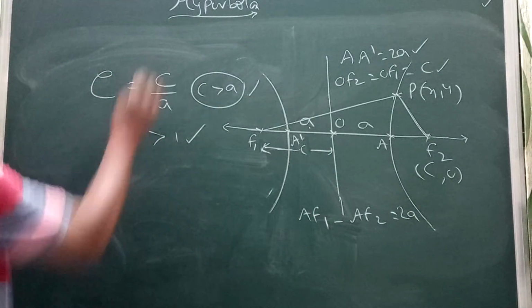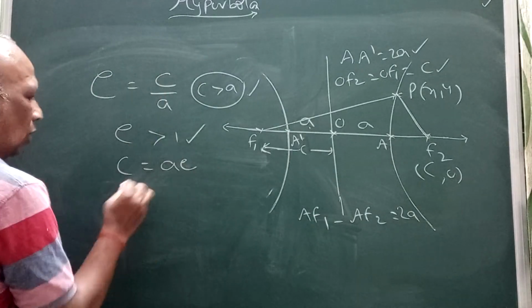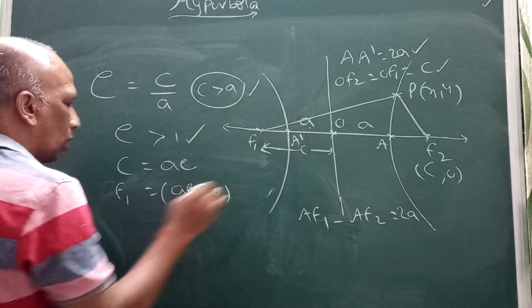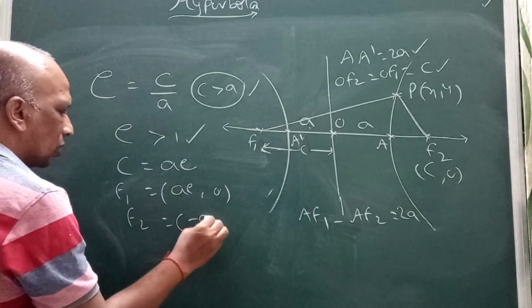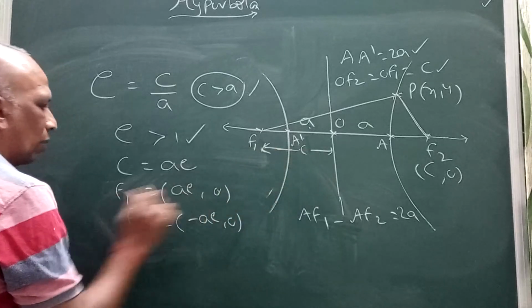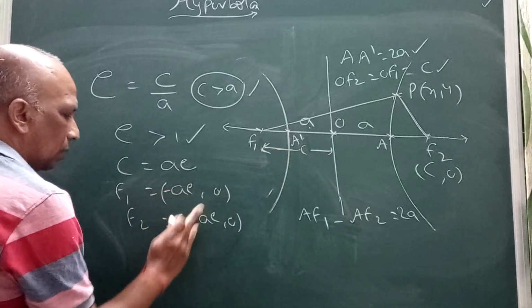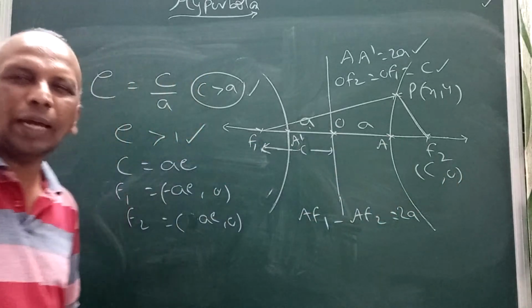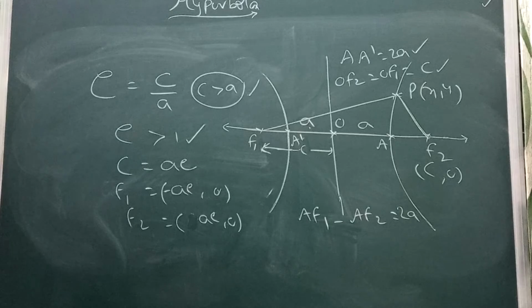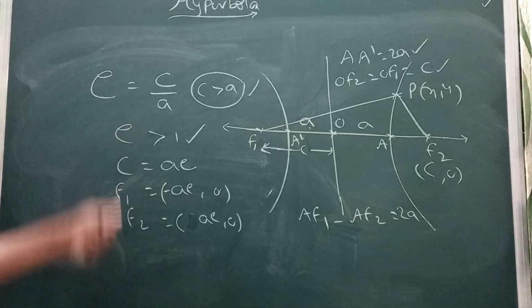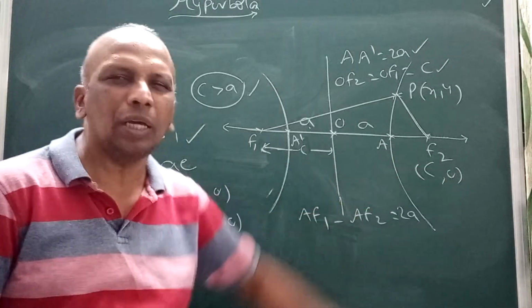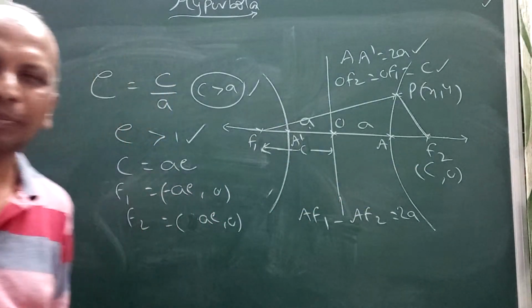Since e equals c by a, I can write c equal to ae. Then the foci are F1 equal to (c, 0), which is (ae, 0), and F2 equal to (-ae, 0). So the foci are (ae, 0) and (-ae, 0), since c is equal to ae.